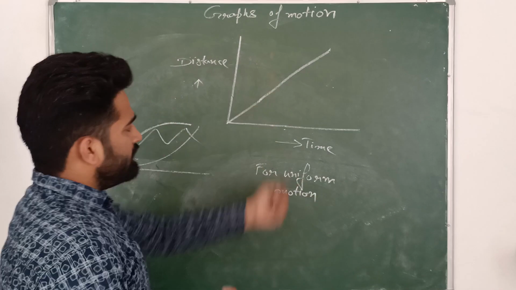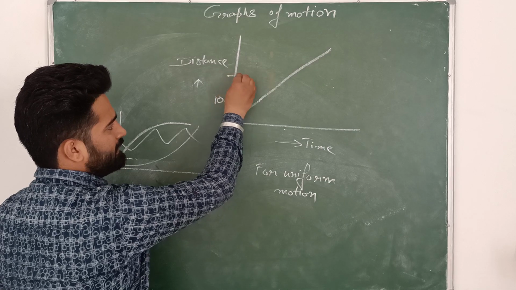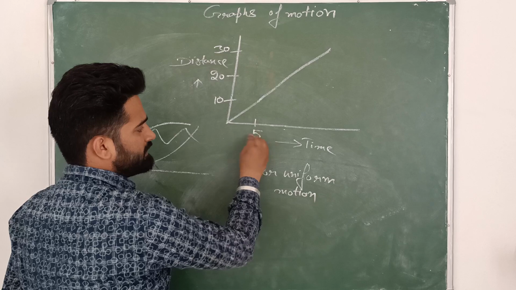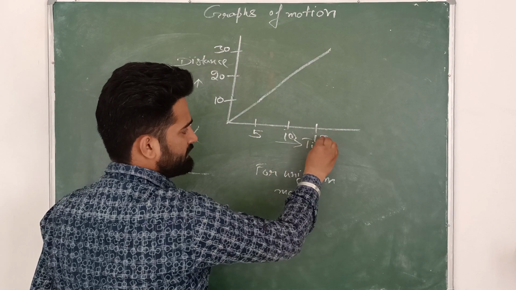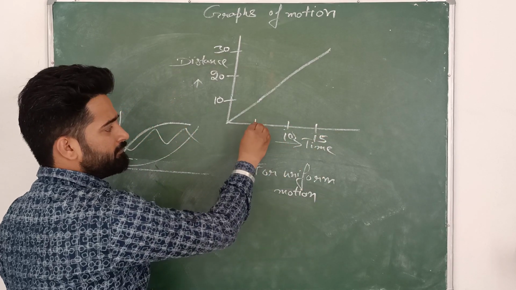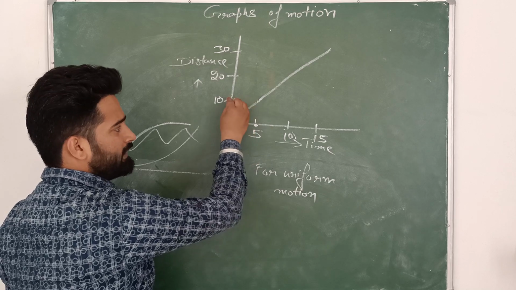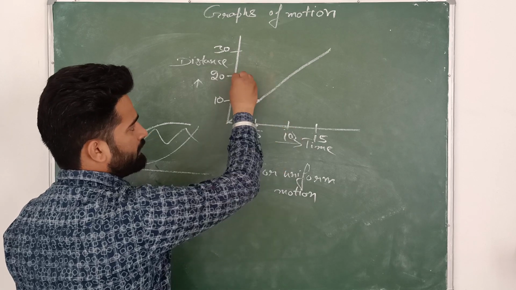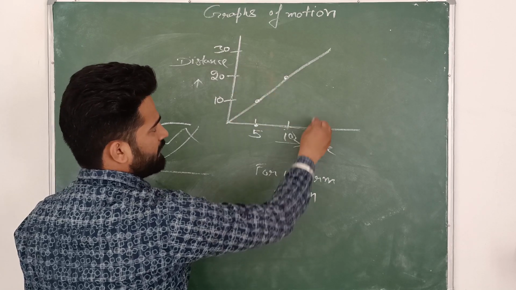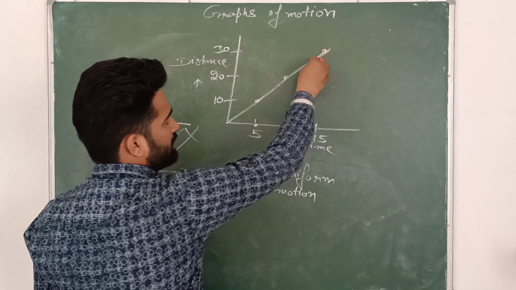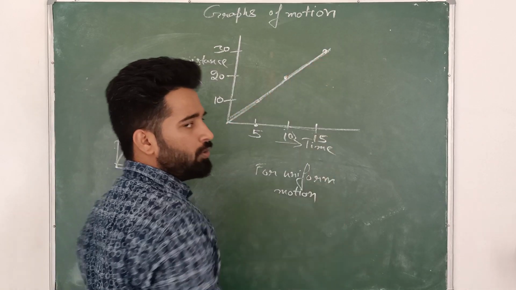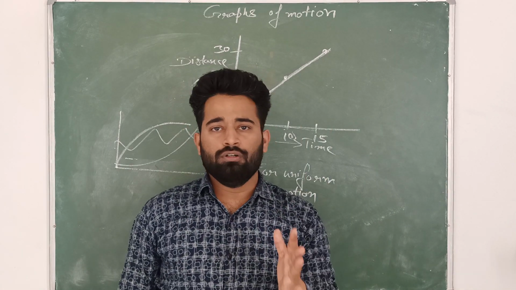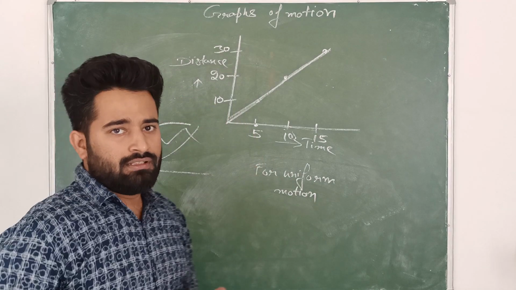Now why is it a straight line? For example, here distance like 10 meter, 20 meter, here 30 meter, and here time 5 seconds, here 10 seconds, here 15 seconds. If a person travels 10 meters in 5 seconds, then a dot will come here, and then in the next 5 seconds also travels 10 meters, in the next 5 seconds also travels 10 meters. So the graph will be a straight line after joining these dots. It means that the distance time graph is a straight line when the motion is uniform.